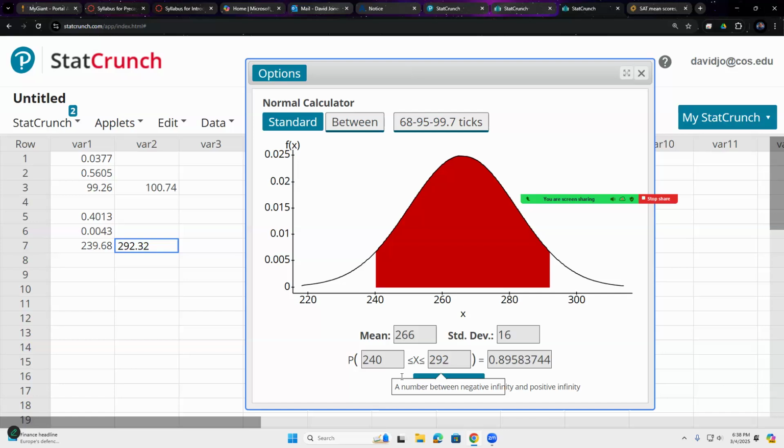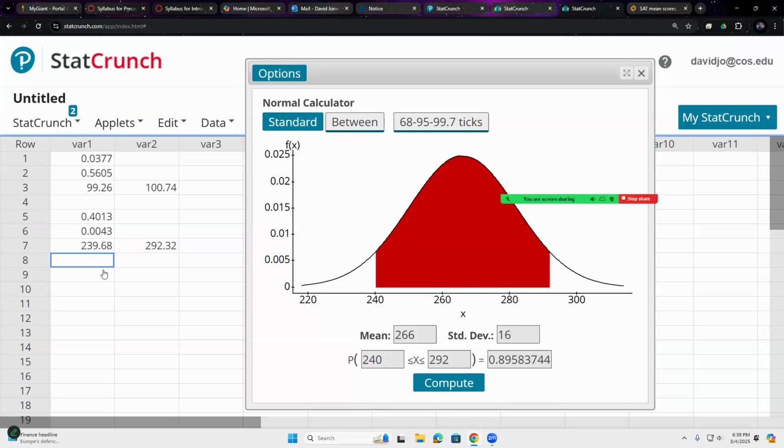Watch what happens when I calculate the z-score or the percentage. It's not 90% anymore. So if you want to capture the inner 90%, and that's more important than which way you round, we got to round the other way. So we showed 240 and 292, but that led to 0.896. So maybe round outward.